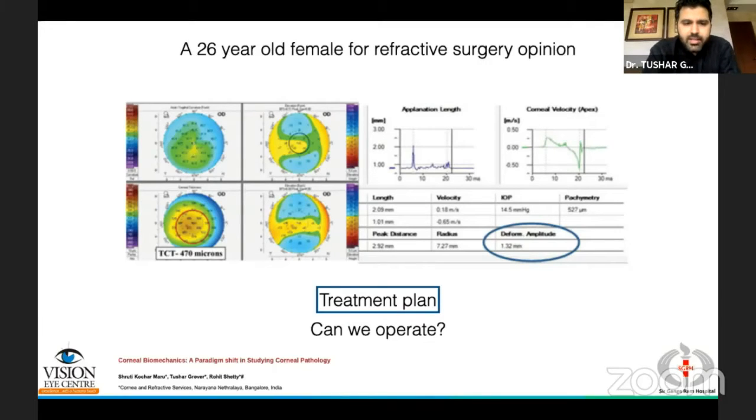So for example, this is a cornea which is thin and has extremely low deformation amplitude. When you might otherwise consider this for PRK because it's not a very weak, not a very thin cornea, there's no elevation.